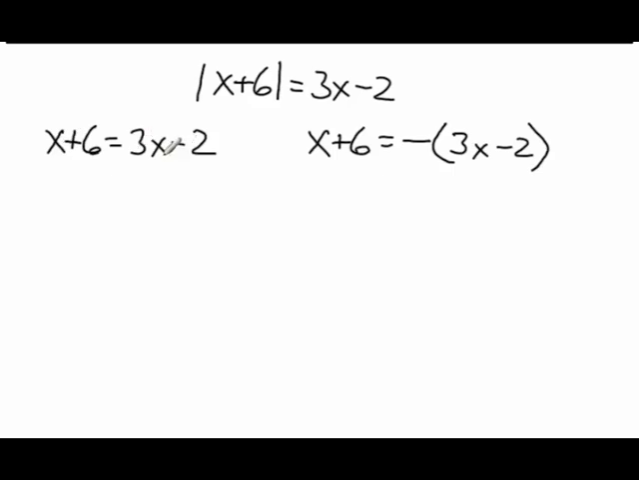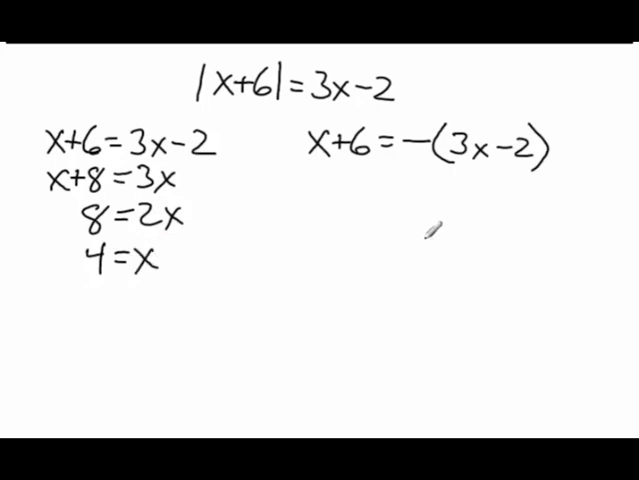All right, so now we can solve both of these. I could add 2 to both sides. Then I could subtract 8 from both sides. Subtract x from both sides. And divide both sides by 2. So there's my one solution.